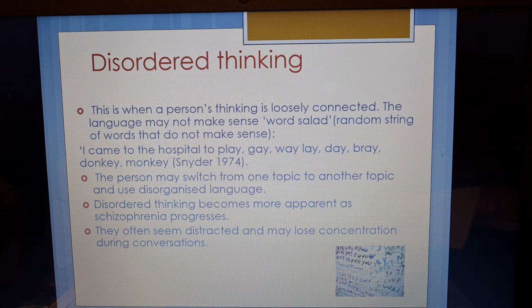The person may switch from one topic to another and use very disjointed language. It does become apparent as schizophrenia progresses. In other words, the more severe the schizophrenia, the more disordered the thinking and the language becomes. Schizophrenic patients often seem distracted by things around them, so it's very difficult for you to hold a conversation with them. They may lose their concentration and get distracted during conversations.